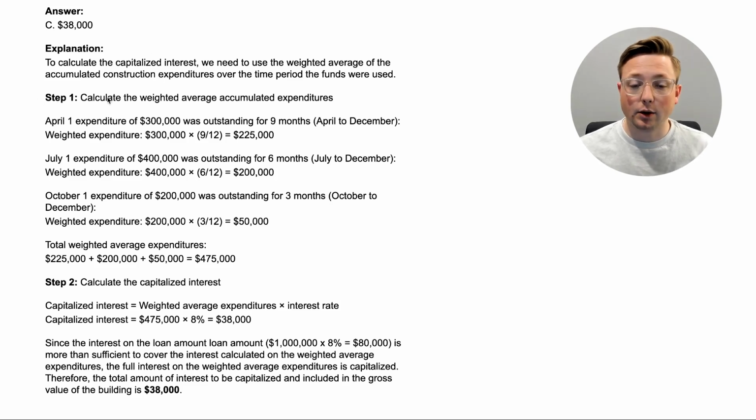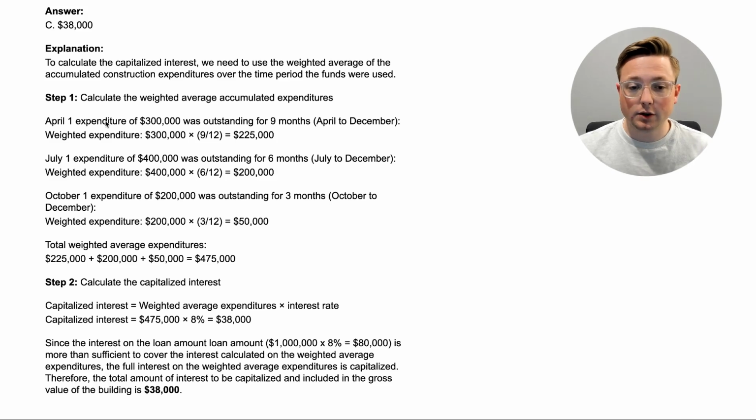Step 1, calculate the weighted average accumulated expenditures. So we have to take each of these expenditures and see how long they were outstanding throughout the year, and that will let us know how much of each of these expenditures is going to be included in the weighted average of the total expenditures throughout the year.